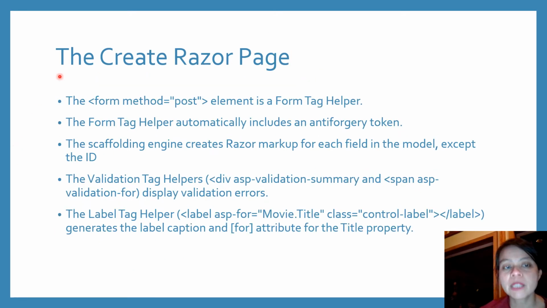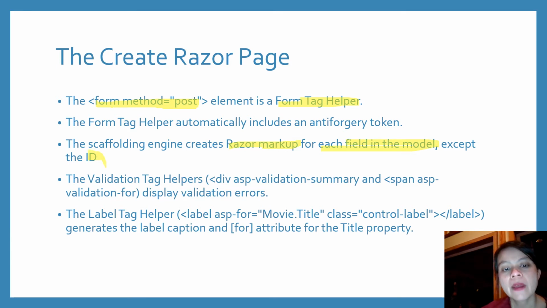Let's move on to the Create Razor page. In the Create Razor page, you'll notice the form method post, right? The form method post element is the Form Tag Helper. It automatically includes an anti-forgery token. The scaffolding engine creates the Razor markup for each field in the model. You would have observed that, except for the ID.